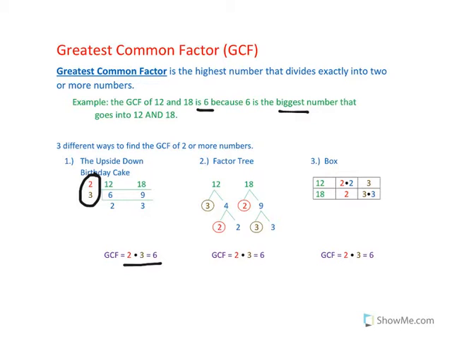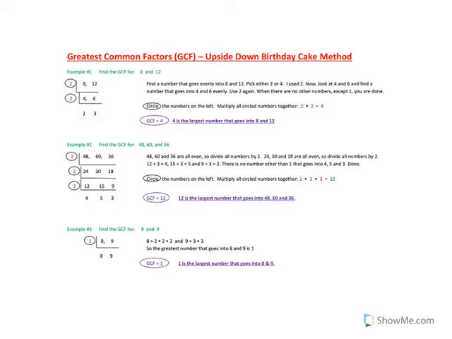Then you take these same numbers and you put them in the box. These are the only prime numbers. So 12 is equal to 2 times 2 times 3, and 18 is equal to 2 times 3 times 3. And you see I have a pair of 2's right here, and I'm going to circle them. And I have a pair of 3's in brown, circle them, and multiply 2 times 3 together, and once again get 6.